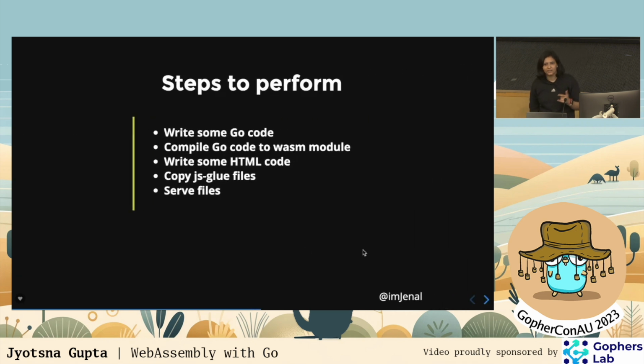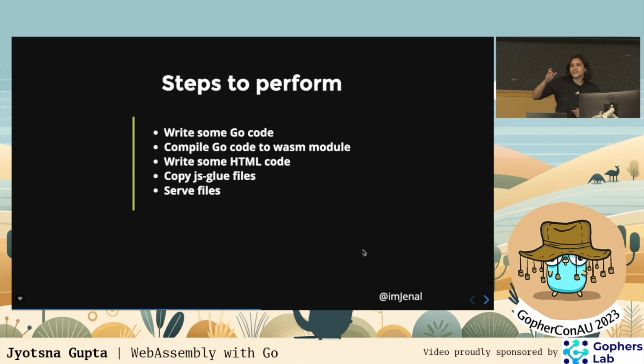So the steps are five. First step is we'll write some basic Go code. And then second step is we'll compile that Go code into the Wasm module. By Wasm, I mean again WebAssembly. It's a short form for WebAssembly. And third one is we'll write some HTML code. Fourth is we'll copy some JS glue files.